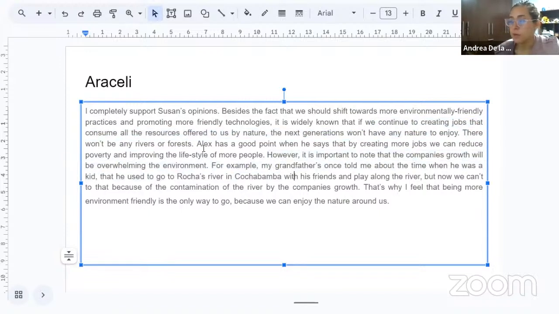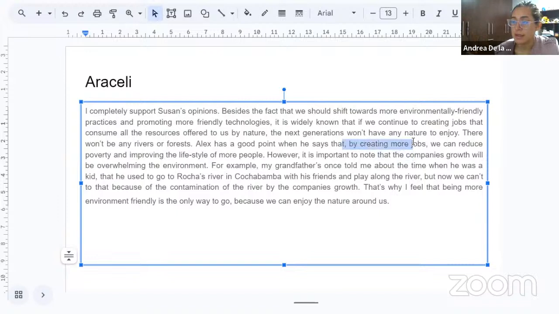Now, Alex has a good point when he says that by creating more jobs, okay, punctuation, by creating more jobs, we can reduce poverty and improve the lifestyle of more people. Okay. Careful, gerunds. However, it is important to know that the company's growth will be overwhelming for the environment. Okay, great. I like that because it's related to what Alex said, right?